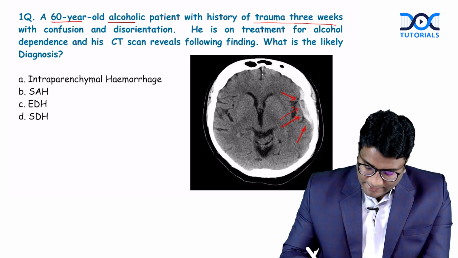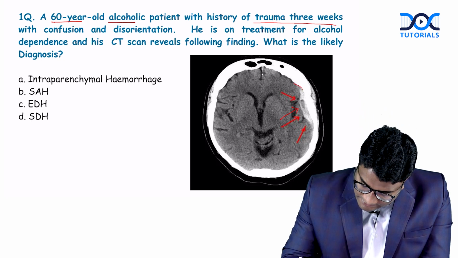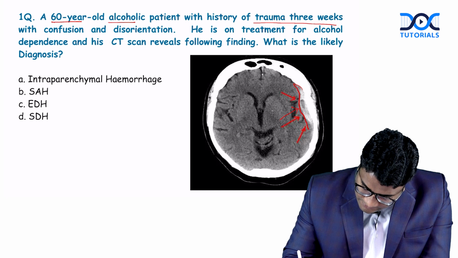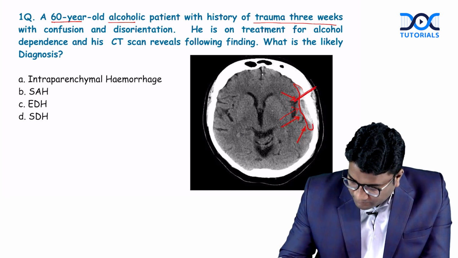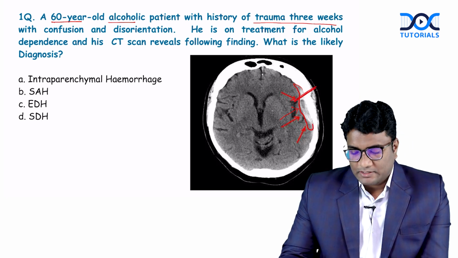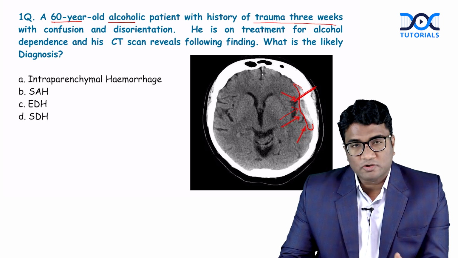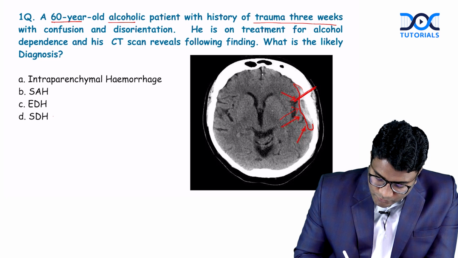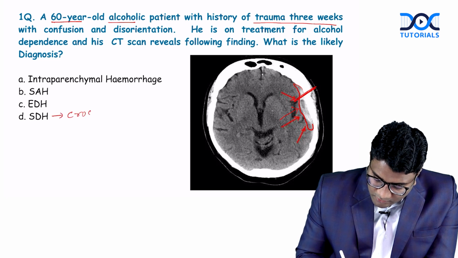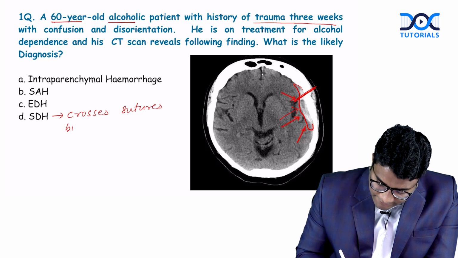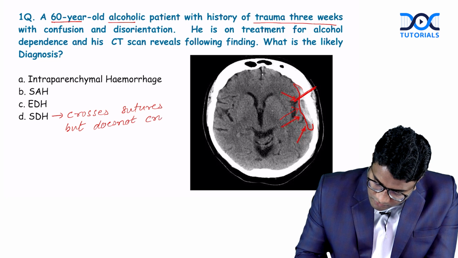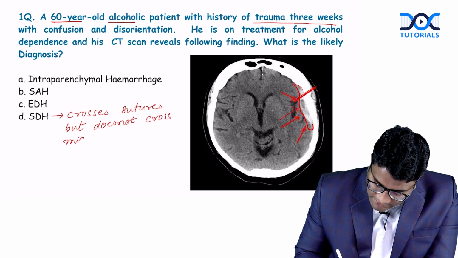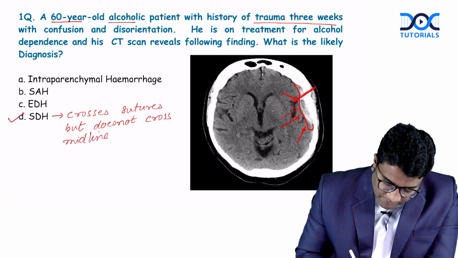If you see, this collection is crossing the sutures. The frontotemporal suture is crossed. So it is crossing the sutures, but it is not crossing the midline. A collection which crosses sutures but does not cross the midline is your subdural hematoma. So, the answer for this question is a subdural hematoma.